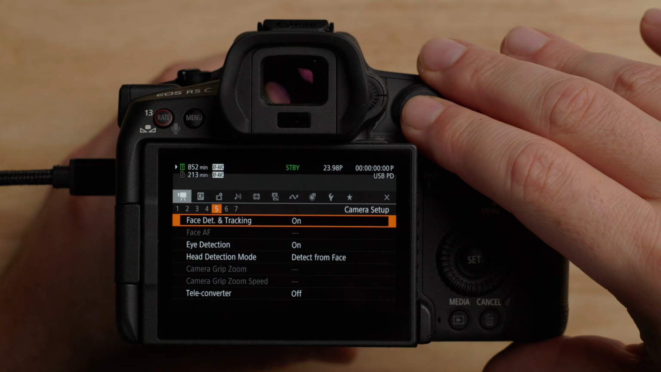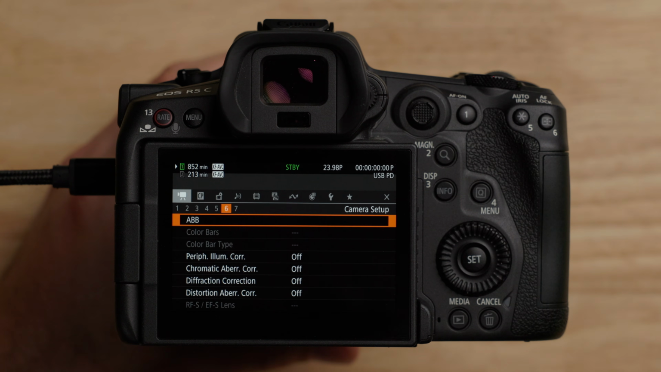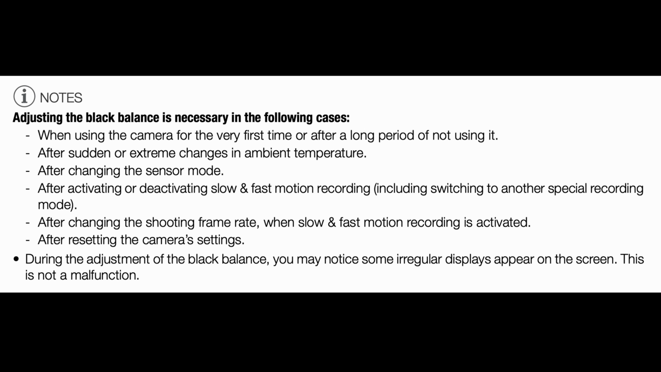That's what that does. On to the 6th page, let's talk about the Auto Black Balance, ABB. This adjusts the black balance automatically. The biggest reason you might want to do this is when the ambient temperature changes a lot. But here are the reasons why Canon says to do this. When using the camera for the very first time, or after a long period of not using it, after a sudden or extreme change in ambient temperature, after changing the sensor mode, going in and out of slow and fast mode, changing the frame rate in slow and fast mode, or after resetting the camera settings.